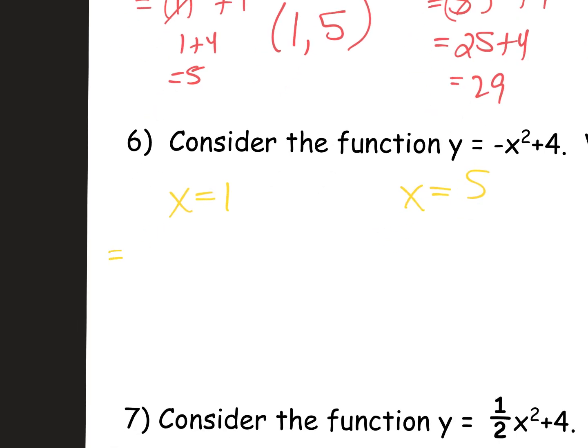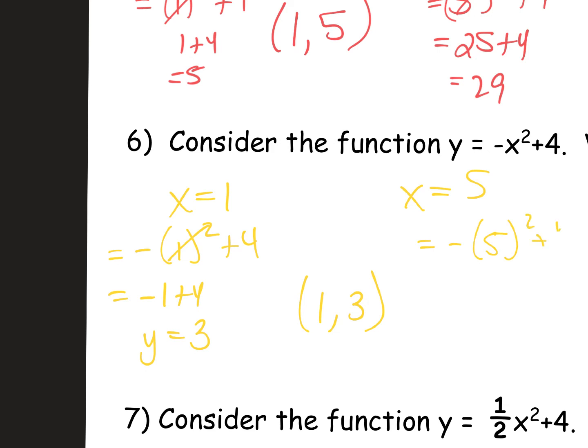When I plug in 1 here, where do you notice the negative sign is? It's on the outside of the parenthesis. That does not say negative 1 squared. That says 1 squared, and then you times it by negative 1. So what this becomes, 1 squared is 1, so I have negative 1 plus 4. When I plug in positive 1, what does my y value become? Positive 3. Yep.